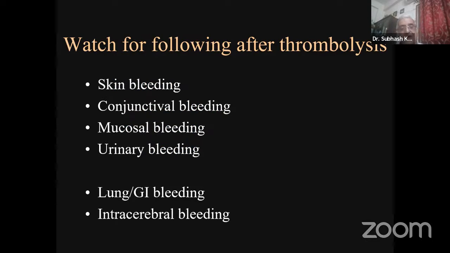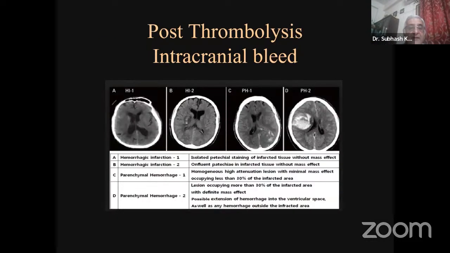Now, you can have little bleeding, skin bleeding, conjunctival bleeding, sometimes occasionally lung bleeding. One can manage them according to their protocols. But most important, dangerous bleeding is the brain bleeding, which may happen in up to 6% of the cases after thrombolysis. But out of 6%, only 1% of them can be fatal. So therefore, it's a practice to repeat the CT scan after 24 hours.